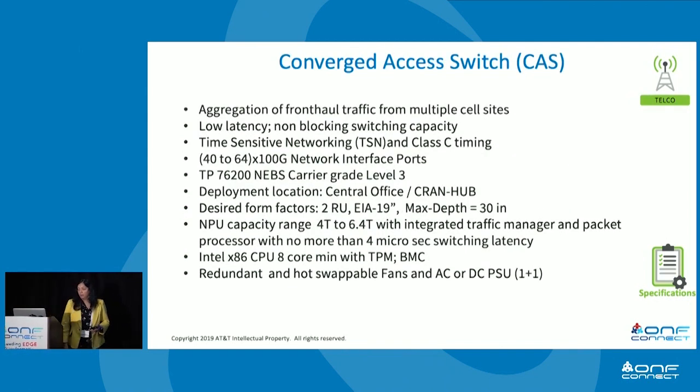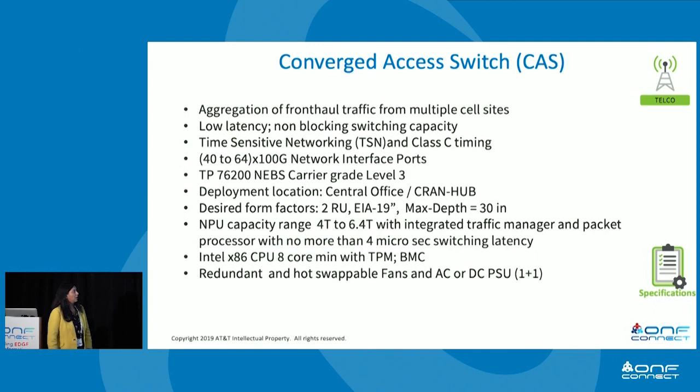Okay. On the CAS, again, these are going to be 100 gig switches, located in the hub location, aggregating tens and hundreds of macro locations. Low latency and non-blocking switching, so we don't expect it to have huge buffers; that's not a requirement here. And support TSN and Class C timing.